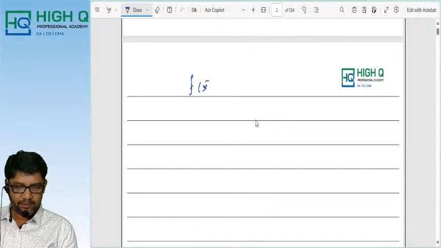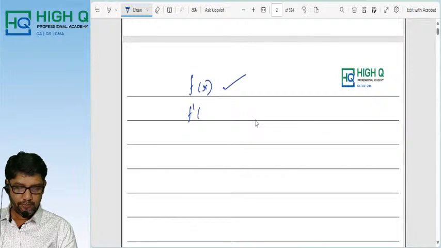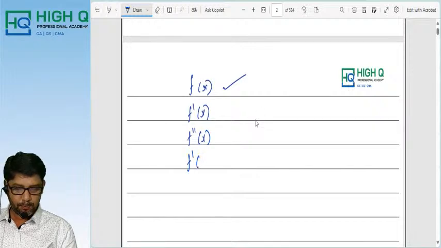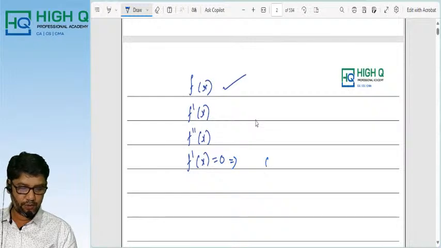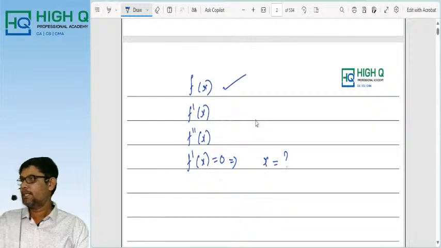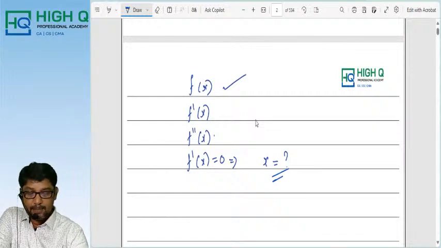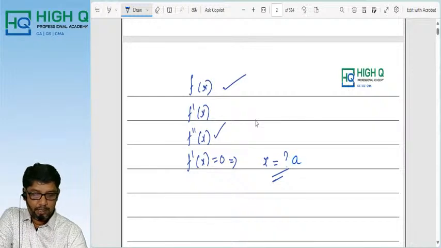F of x is given. This is step number 1. Next, step number 2: find F dash of x. Step number 3: find F double dash of x. Step number 4: put F dash of x equal to 0. By putting F dash of x equal to 0, find the value of x. So, that value of x, substitute in F double dash of x. For example, when we get A, find F double dash of A.